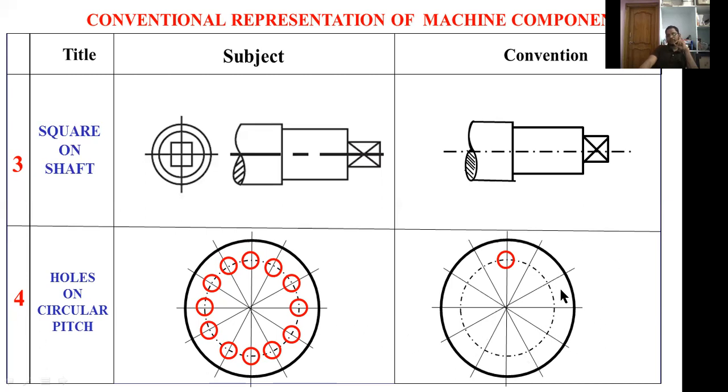Each circle maintains equal spacing, that is the circular pitch. The distance between two successive circles is called the circular pitch.